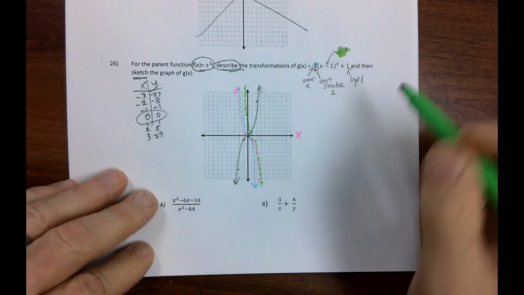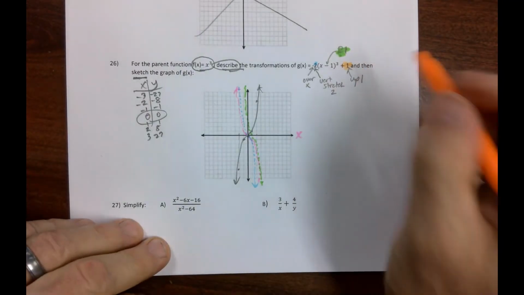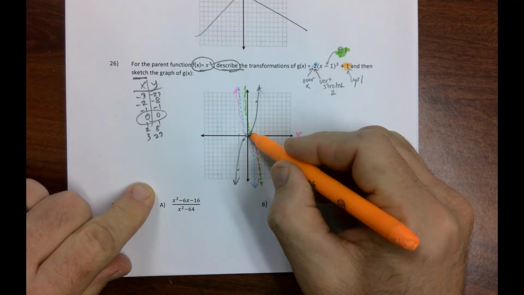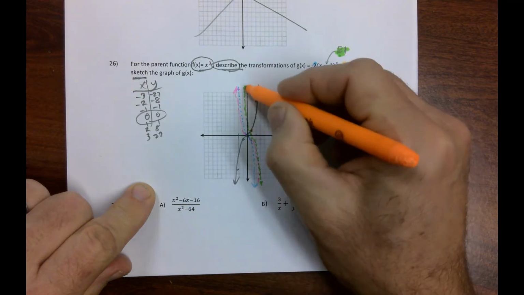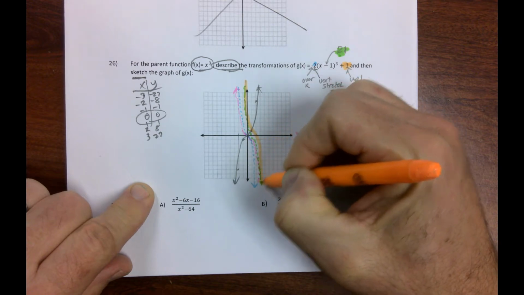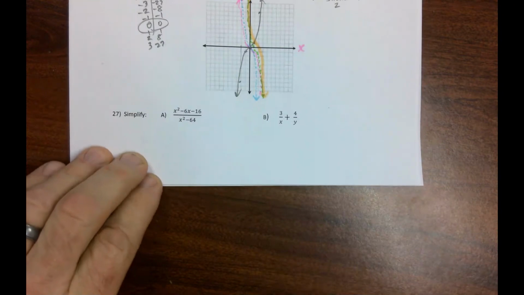There it is. And then for the grand finale, we'll go orange, go Rams. We're going to take that green one, the locator point is right there, we're going to go up 1, and we're going to try to duplicate it. So there it is. All right, number 27 is classic algebra.